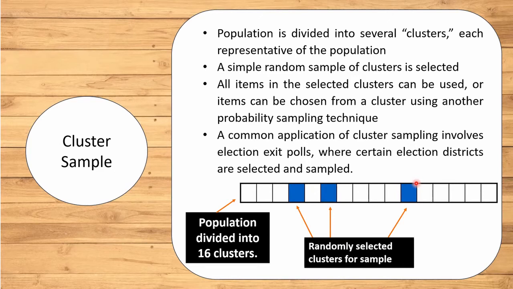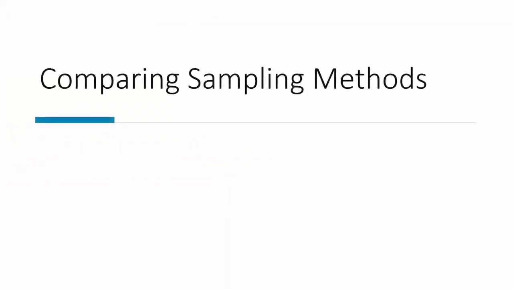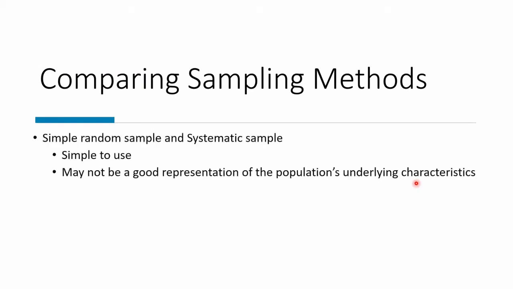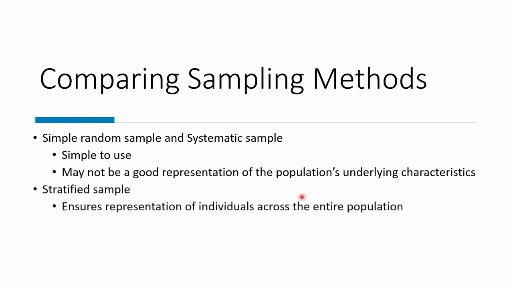So we talked about 4 types of sampling. Now, since we talked about 4 types of sampling, we have to compare these sampling methods. The simple random sample and the systematic sample are simple to use, but they might not be a good representation of the population, because the population will have different types of characteristics, and these two will not represent the population properly. Stratified sampling ensures representation of individuals, but it is not very easy to do. It takes a lot of time.